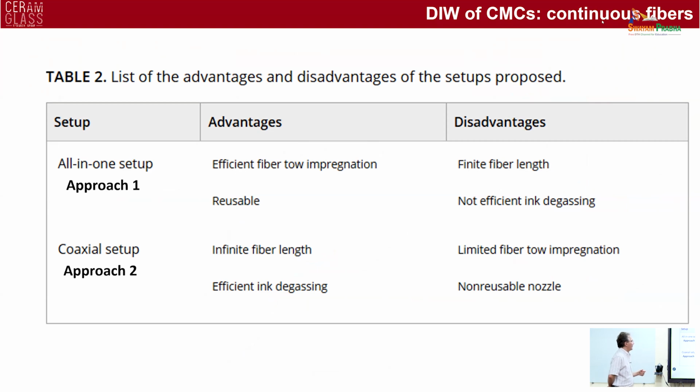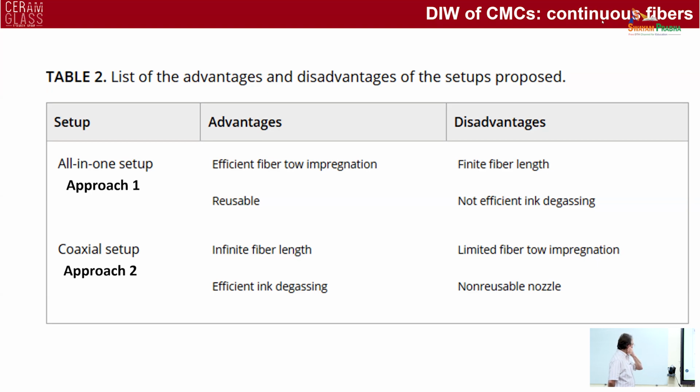So the first approach gives you an efficient fiber tow impregnation. The nozzle tip can be reused, but we had issues with the incorporation of gas, because when we extrude, we apply quite a high gas pressure, to be able to extrude everything. And this led to the presence of some gas in the extruded filament.